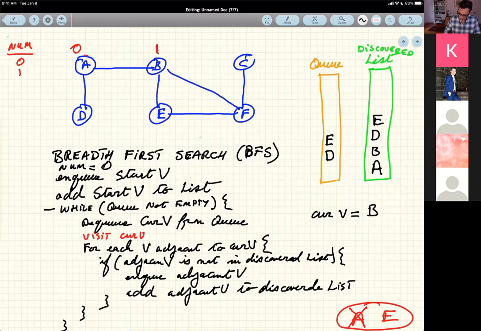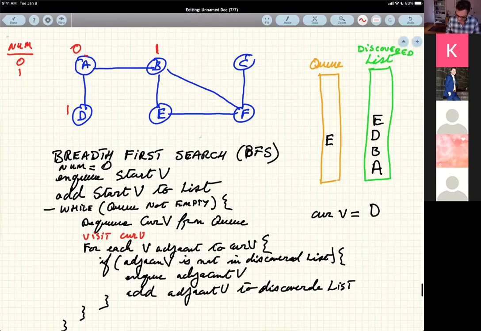And now I'm done with B. I go back to the top of the while loop. I dequeue D. So D is my current vertex. And it says, okay, visit current vertex. Well, give it a distance of 1, right? And then keep going. For each vertex adjacent to V, to the current vertex.